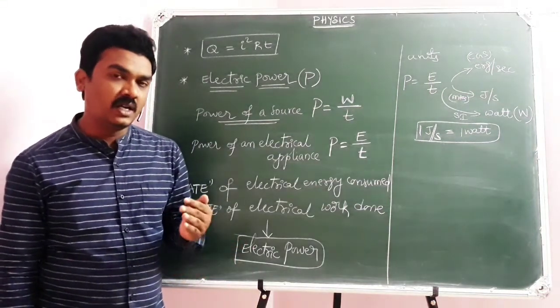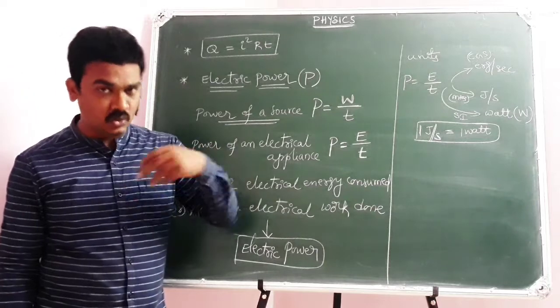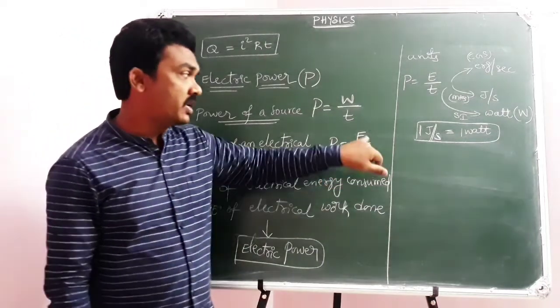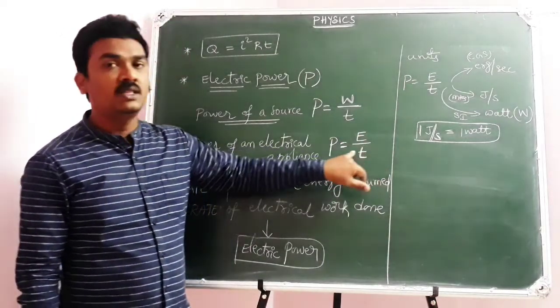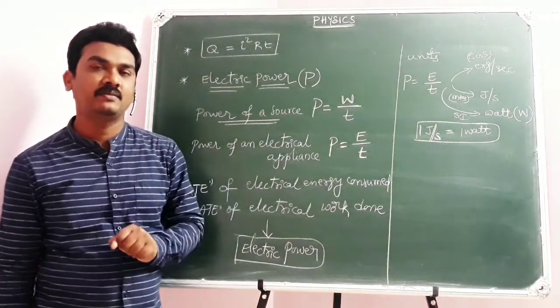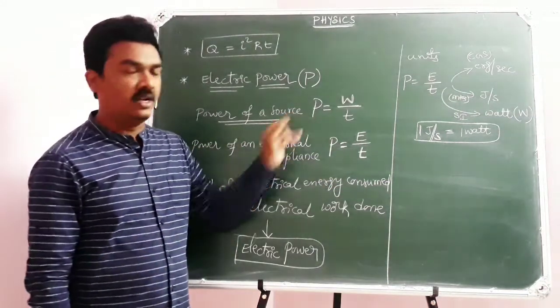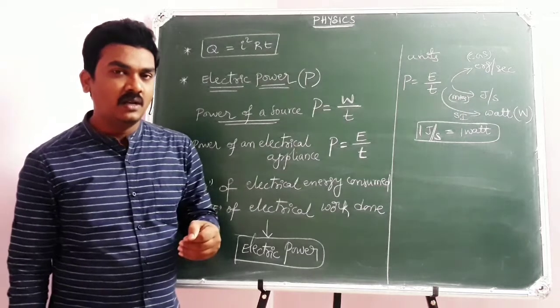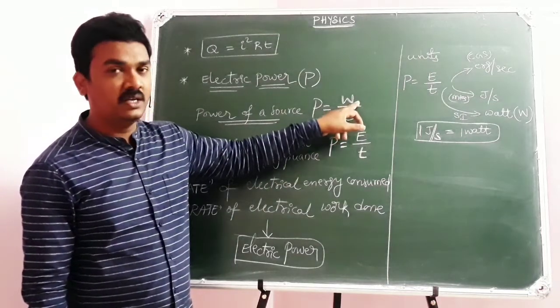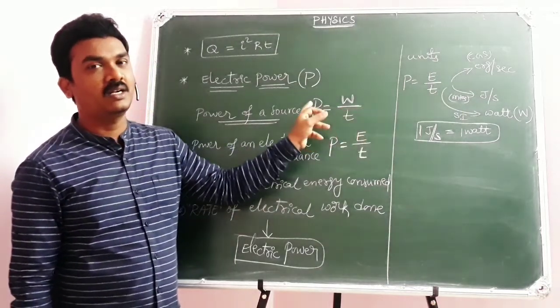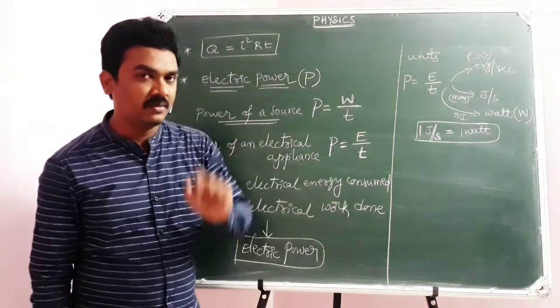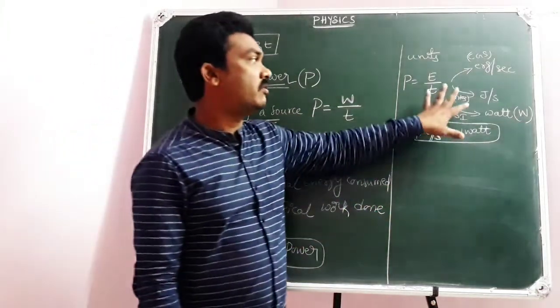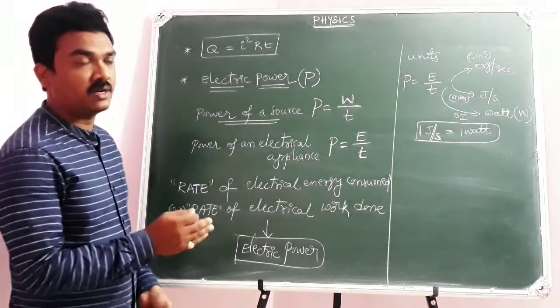Means if an electrical appliance is able to consume 1 joule of electrical energy in 1 second, then its power is 1 watt. Coming to a cell or battery, if a cell has done 1 joule of work in 1 second, then its electric power is 1 watt. This is how there will be basic units for electric power.